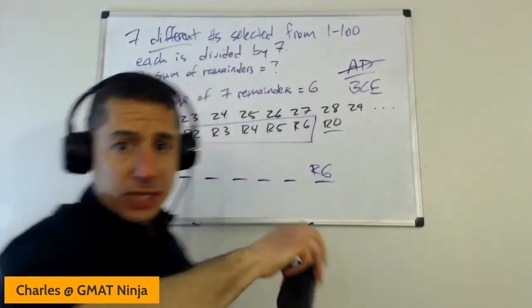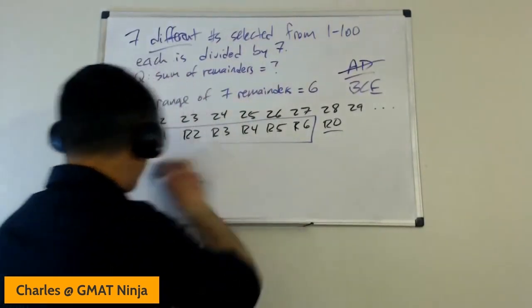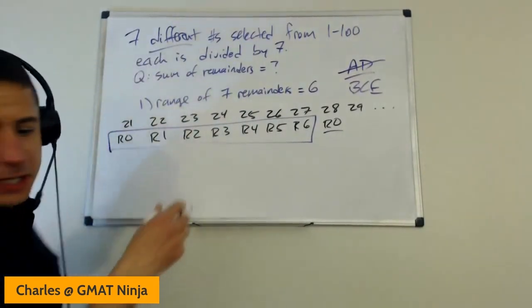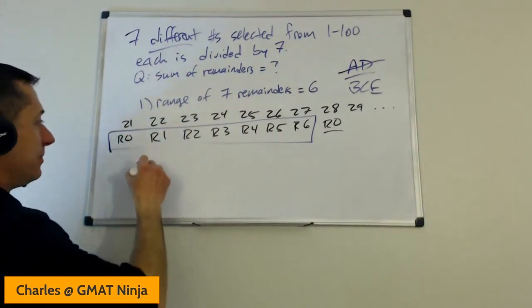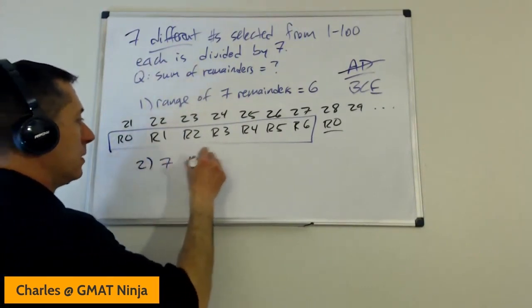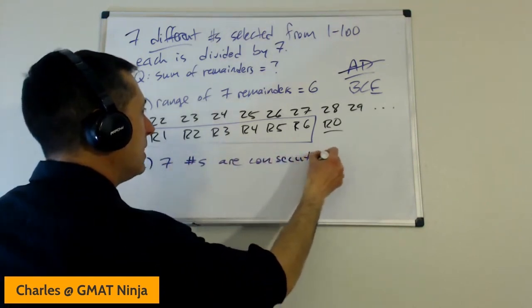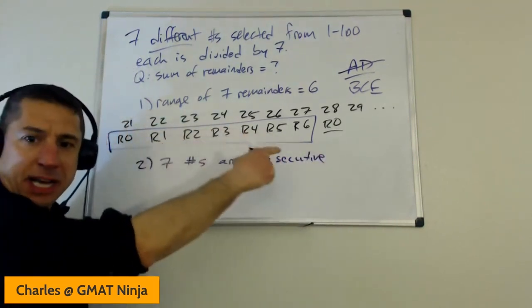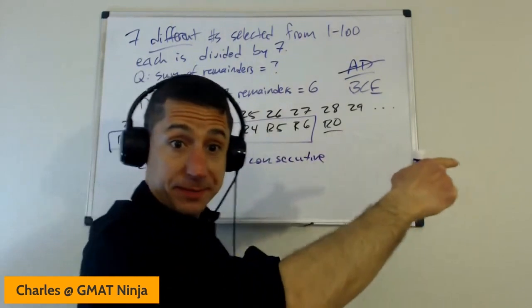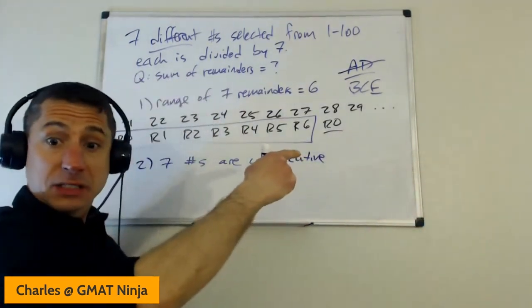Statement 2, not seeing a ton of confusion on this one, which makes me happy. So the 7 numbers are consecutive integers. And that's basically exactly the case we're kind of going through here. They're all different numbers. Oh, you're right. They're all different.